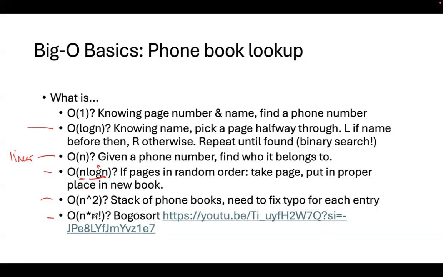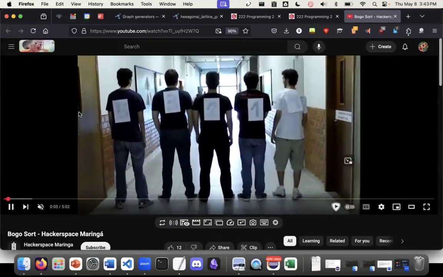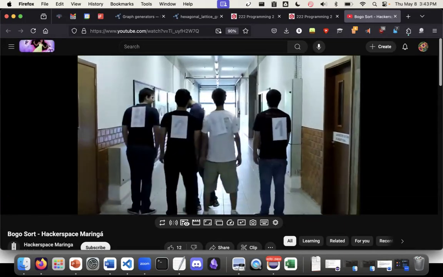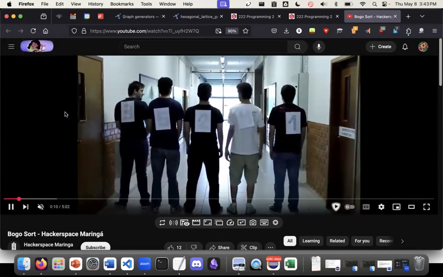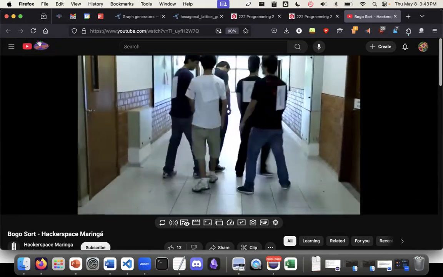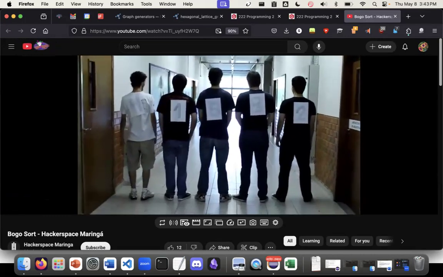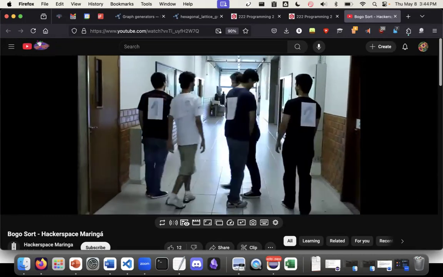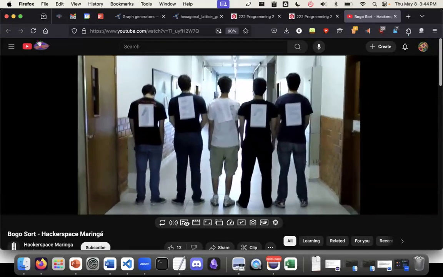And then n times n factorial, this is one of my favorite algorithms, which is just Bogosort. It's a sorting algorithm that is famously terrible, where the way that we sort it is you check if it's sorted, and if it's not, you shuffle it, and then you check if it's sorted, and then you shuffle it, and then you check if it's sorted.